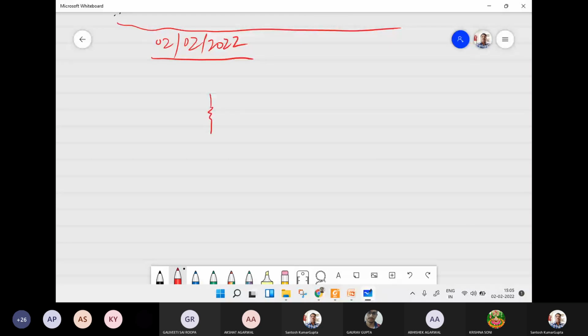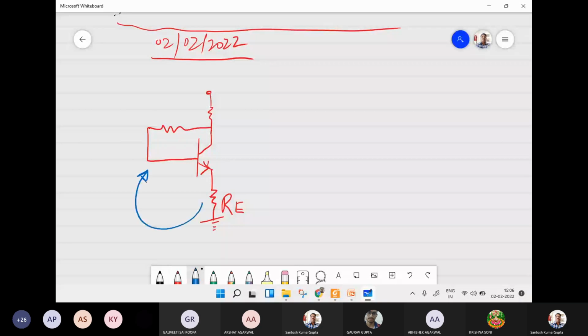So the fourth configuration which was left for you is this one. This is the emitter stabilizer resistance, which is mostly used because it reflects back at the input by beta plus 1 times. So it just increases the input resistance. That's why RE is mostly used.